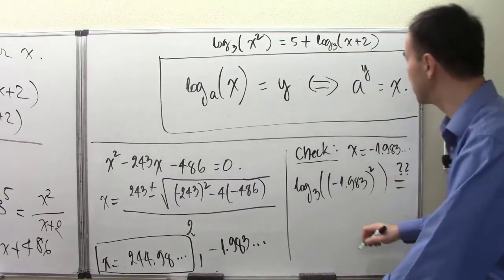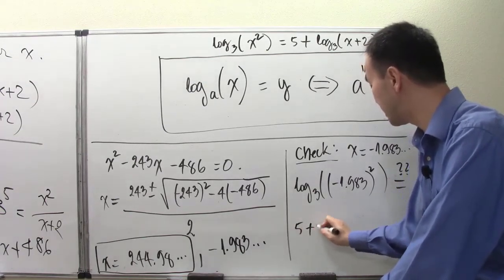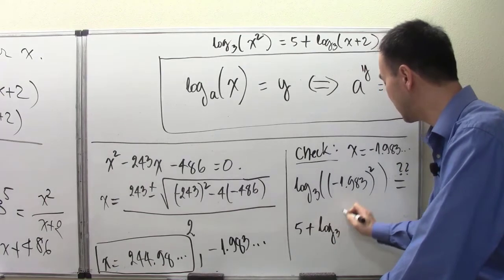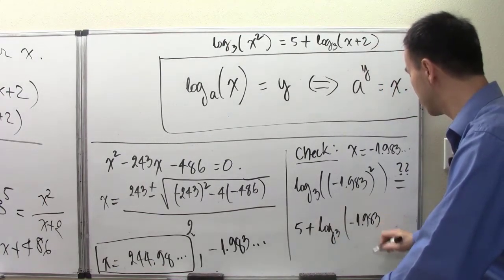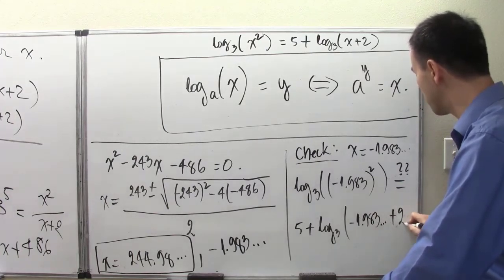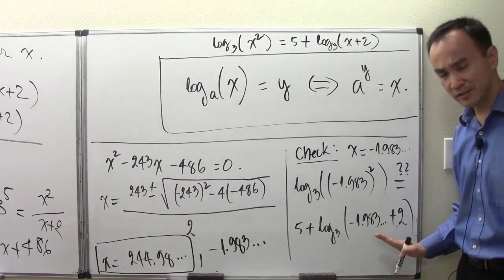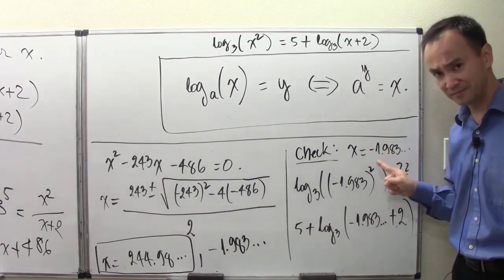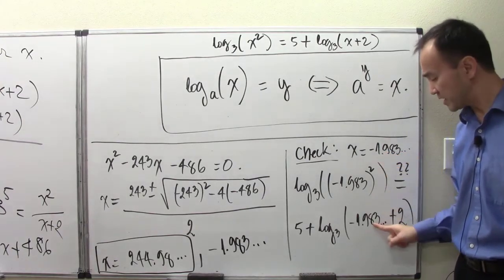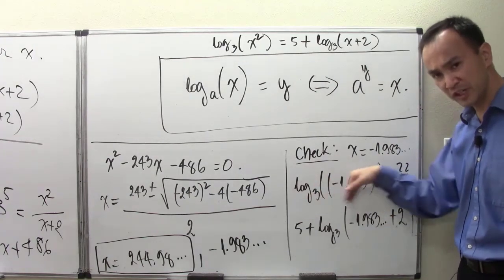The right-hand side is 5 plus log base 3 of, and now it's negative 1.983, and a lot longer, plus 2. As far as meeting the domain, this value is still fine, but then we still have to check to make sure it's equal.